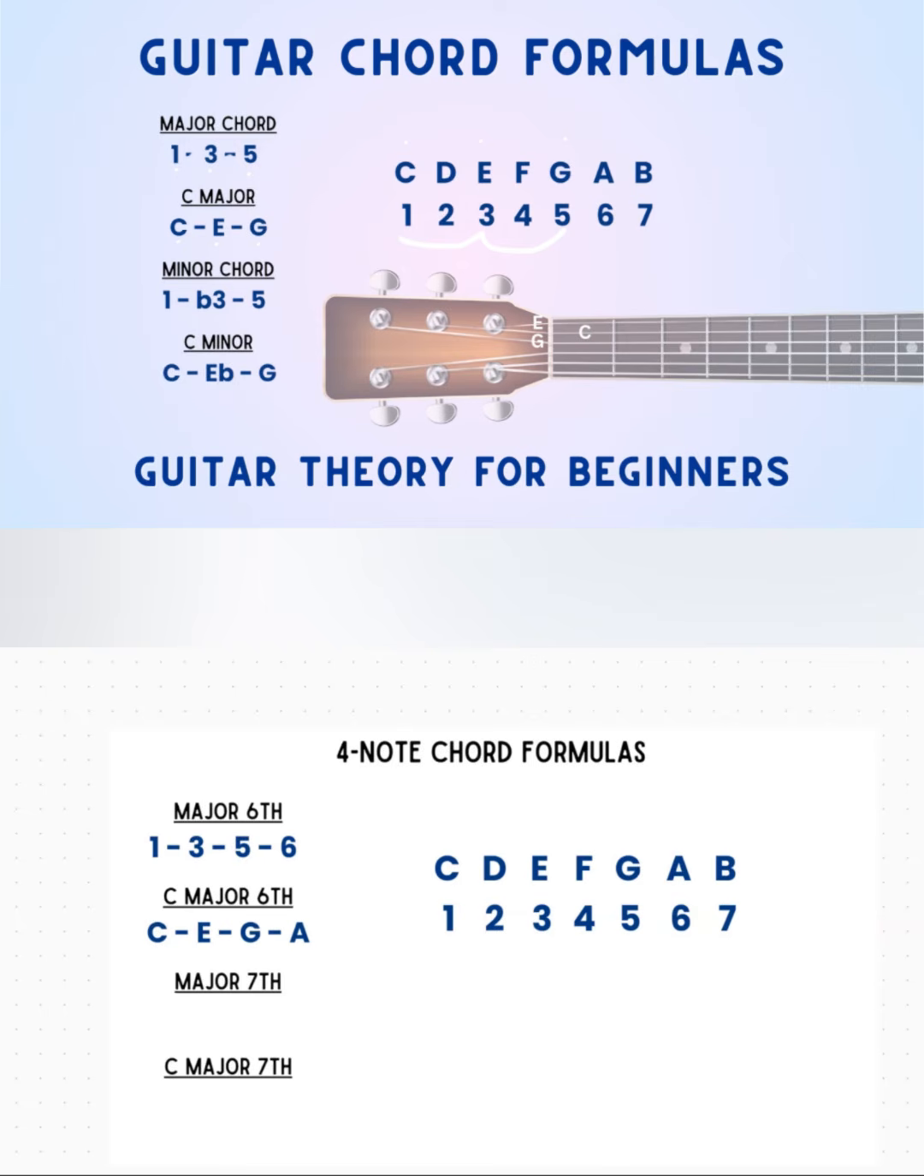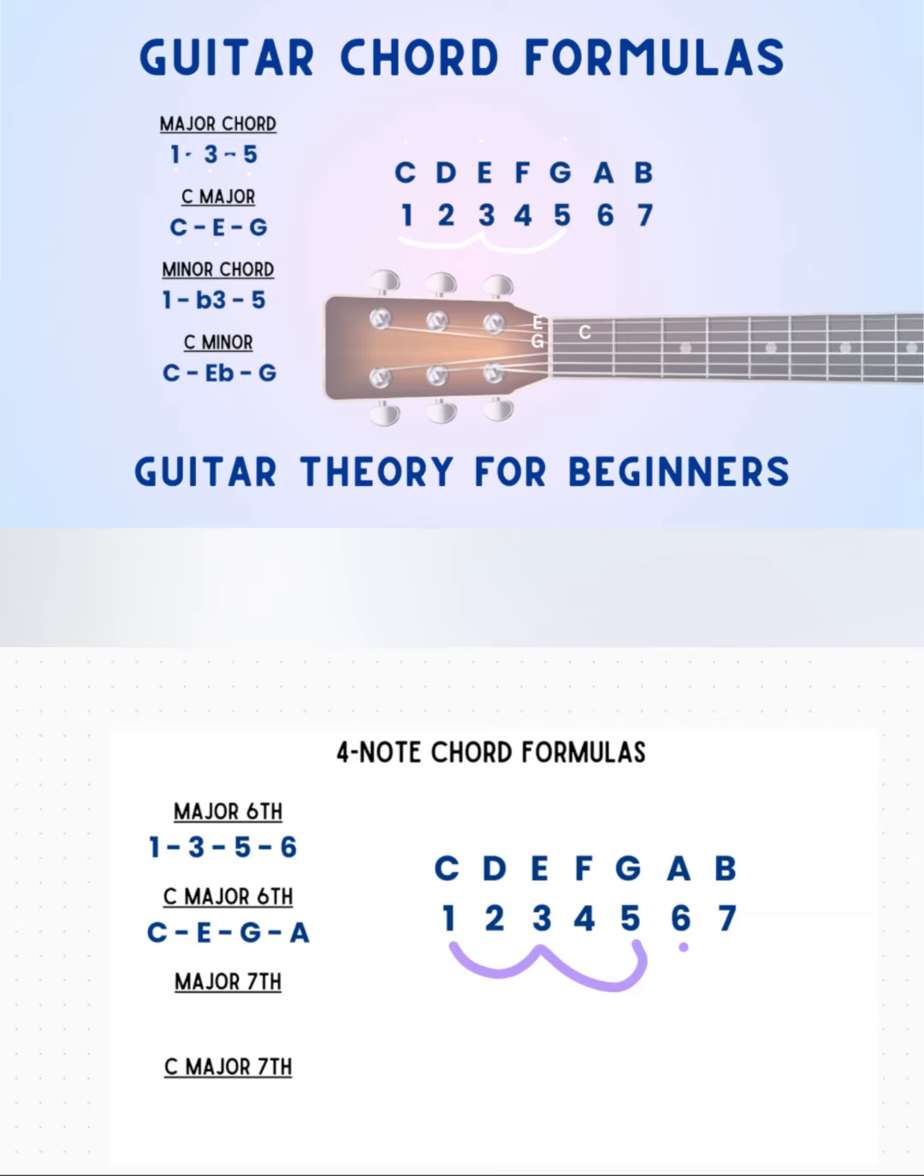So the major sixth is like a major in the beginning, right? A major chord with the sixth added. So it's 1, 3, 5 as before, 1, 3, 5 plus the 6. So C, E, G, and A.